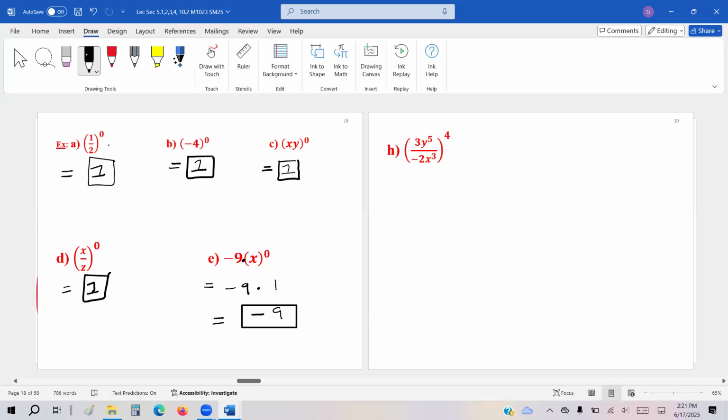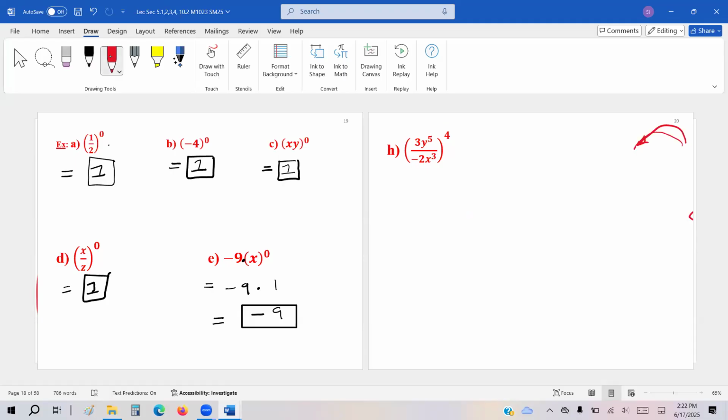Okay, now comes a combination of all the rules. Rule number 1, we have more elements of the base than 1 power. What do we do with the power? Good job, distribute.